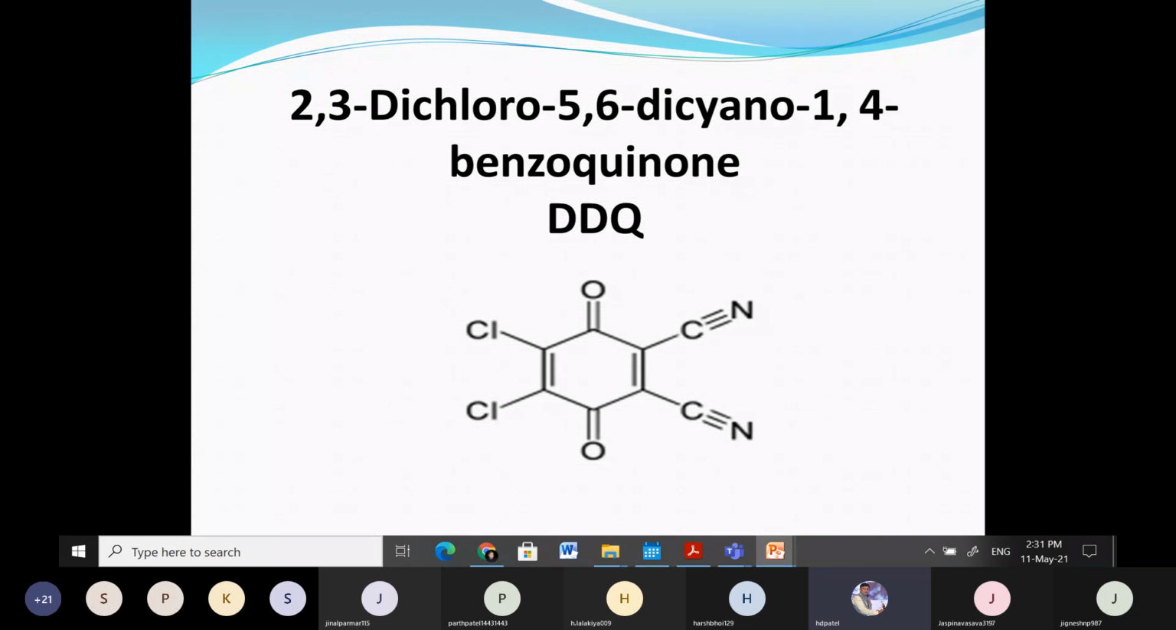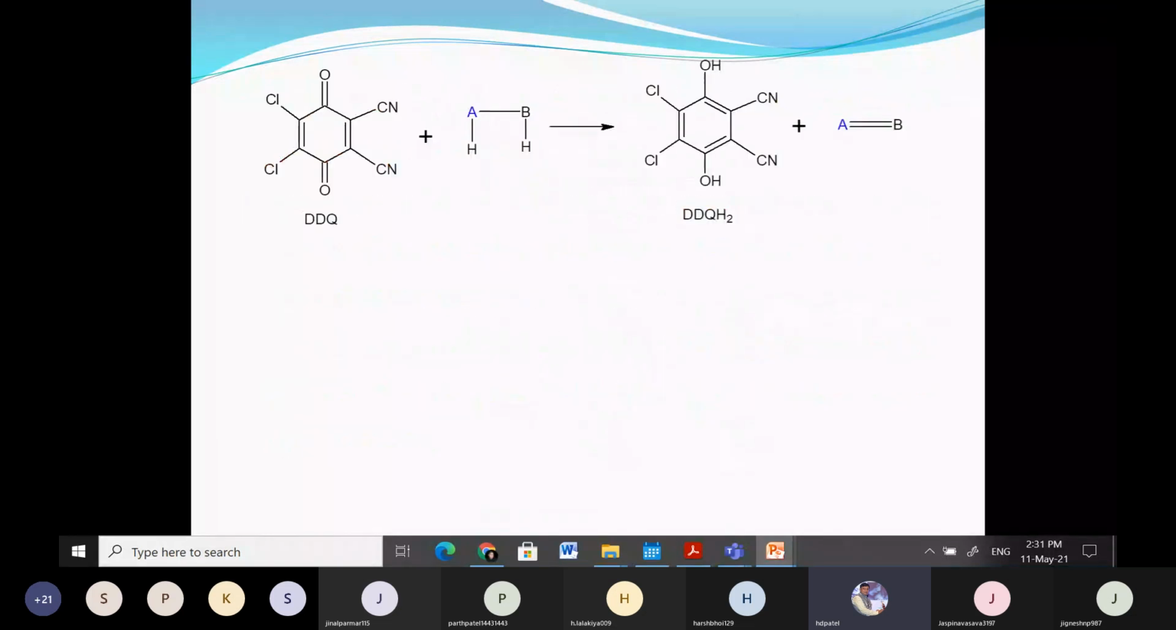DDQ is known as a powerful dehydrogenating agent. Means with the support of DDQ, we can remove two hydrogens, that is H2, from the compound. How it works? We can see here, DDQ. Suppose this is an aliphatic compound, or alkane.